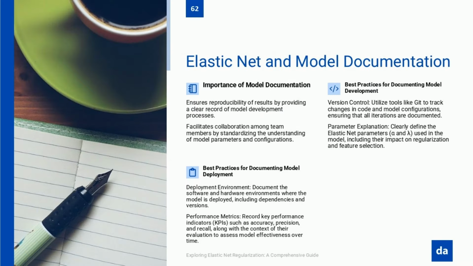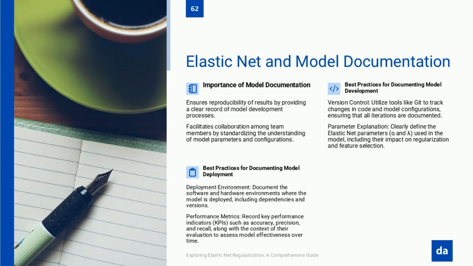A great model is useless if no one understands how it was built, why certain decisions were made, or how to reproduce its results. Model documentation is a crucial but often overlooked step in machine learning. Without clear records, maintaining, improving, or even debugging an elastic net model becomes a challenge, especially when multiple teams are involved.